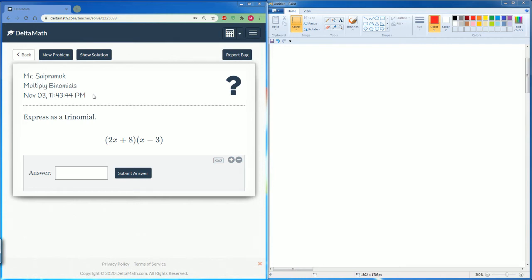Welcome, this is the DeltaMath tutorial on multiplying binomials. When it says to express it as a trinomial, that means simplest form, standard form.